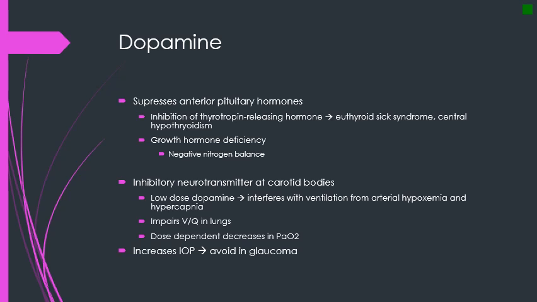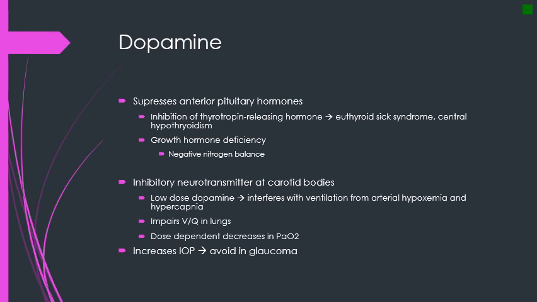Dopamine is also known to suppress those anterior pituitary hormones. It inhibits the thyrotropin-releasing hormone, which can produce a euthyroid sick syndrome or central hypothyroidism. So that's something worthy of consideration for long-term effects. It can also cause a negative nitrogen balance in your patients because it produces growth hormone deficiencies. Again, those are more for long-term effects, something that we don't worry too much about in the operating room.